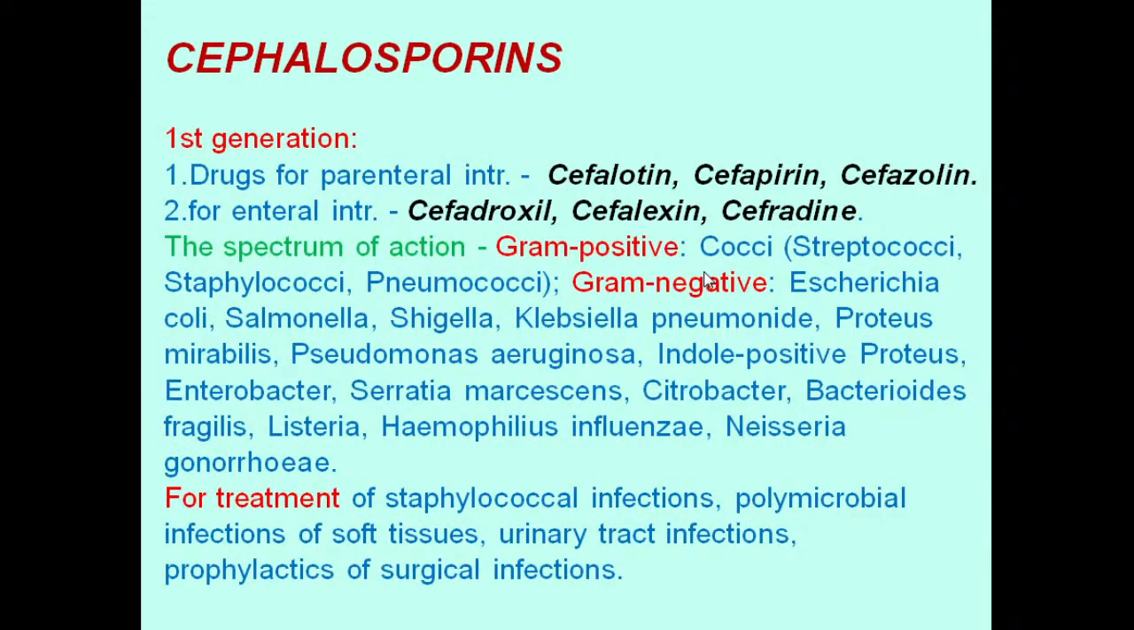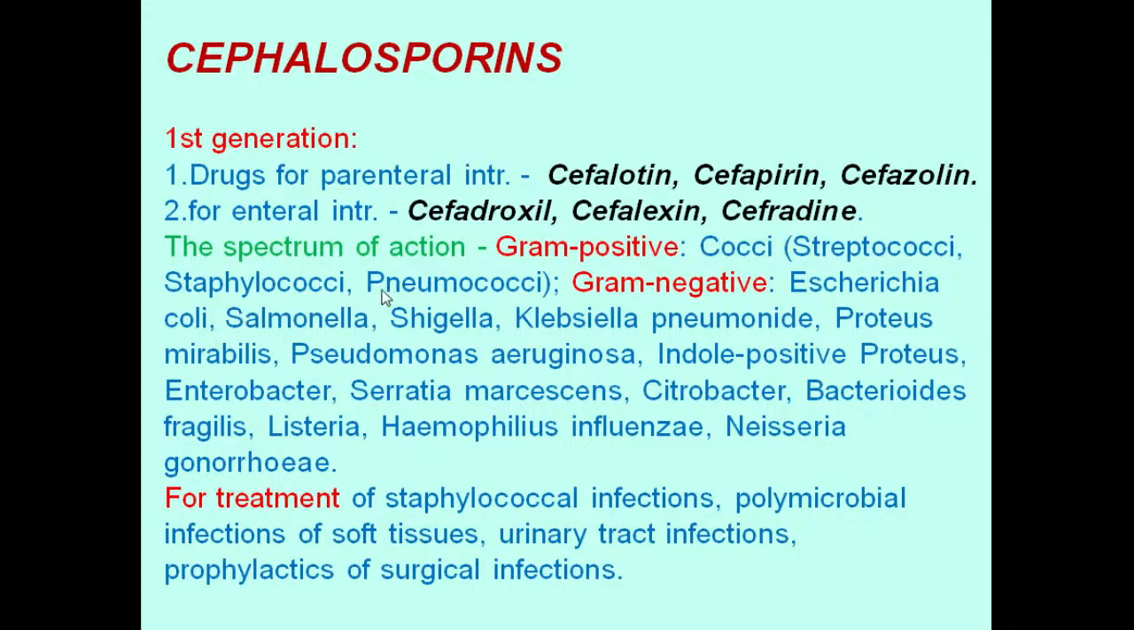The first agents, which we call now first generation cephalosporins, include agents used for parenteral introduction: cephalotin, cefepime, cefazolin, and for enteral oral introduction: cefadroxil, cefalexin, cefradin.